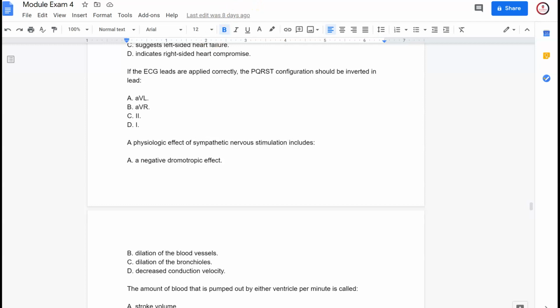A physiological effect of sympathetic nervous stimulation includes what? So if the sympathetic nervous system is being stimulated, this is your fight or flight response, which means that you are going to have dilation, right? So it's good. You're going to have a faster heart rate. You are going to have constricted blood vessels so that everything is shunted.